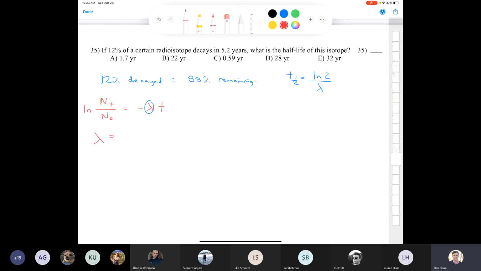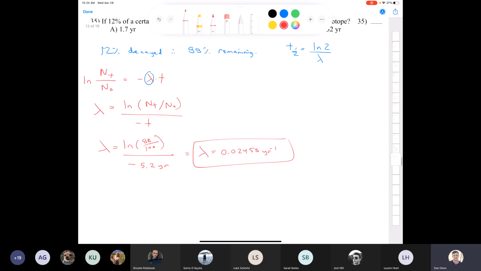We can say that lambda, the decay constant, is equal to, sorry, did I leave my natural logarithm out? I did, there we go. Lambda is equal to the ln of the amount after a certain amount of time divided by the initial amount, divided by negative t. So let's punch in some numbers. We get the ln of 88% divided by 100%, divided by negative t. The amount of time is 5.2 years. And we end up with our decay constant as being 0.02458 years to the minus 1. I know I'm carrying too many sig figs, but that's neither here nor there to solve the problem.